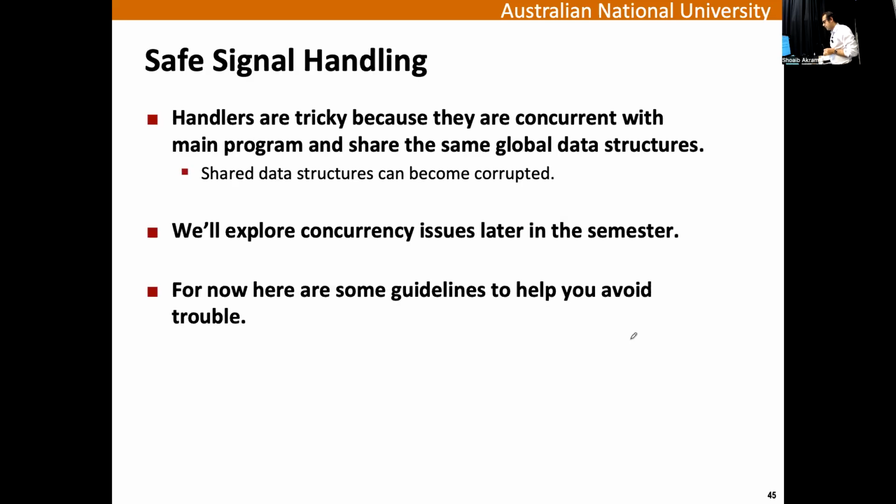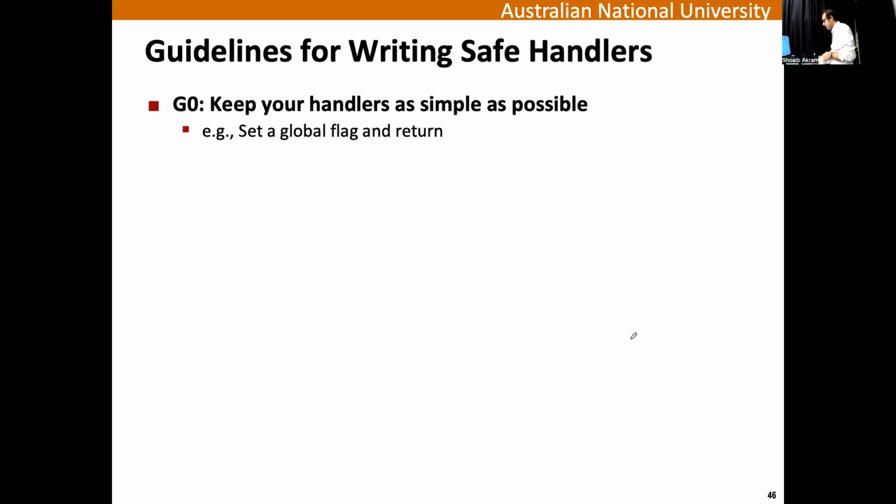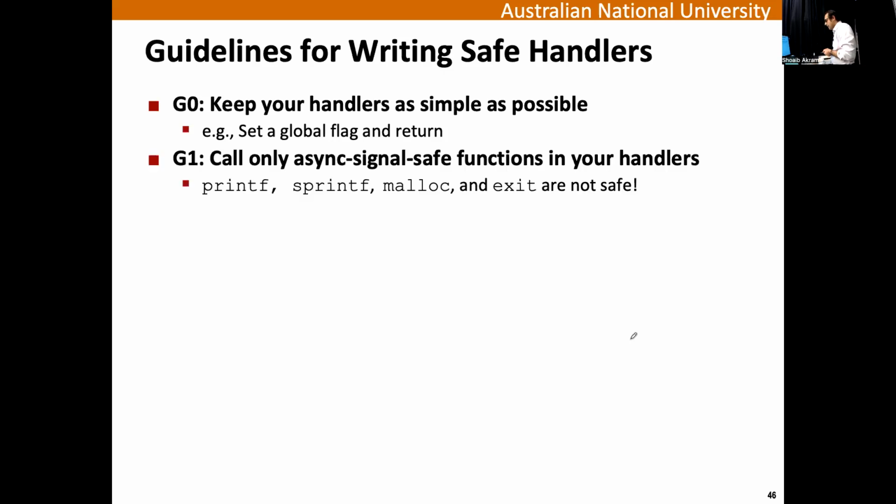Okay, there's a bunch of safe signal handling. Because of the concurrent flow, because the signal handler and the main program share variables and they run concurrently, we need to be careful when we write signal handlers. So there are some guidelines. Don't write your entire program in a signal handler. Keep it as simple as possible. Okay, this will become clear over time.